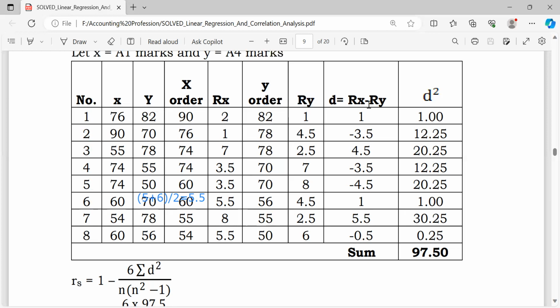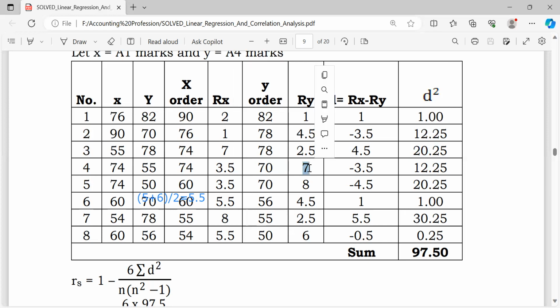So difference equals Rx, rank x minus rank y. Of course, it doesn't matter even if you take rank y minus rank x, because at the end of the day, you're going to square them. And the square of the negative number is a positive number. All right, so you have 2 minus 1, which is 1. 1 squared, 1. Here, 1 minus 4.5 equals negative 3.5. If you square it, you obtain 12.25. 7 minus 2.5 equals 4.5. If you square it, you would have 20.25.